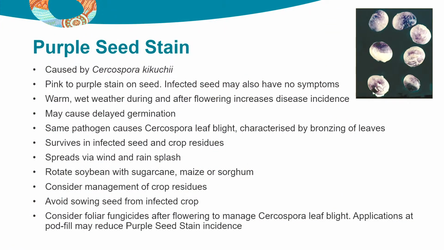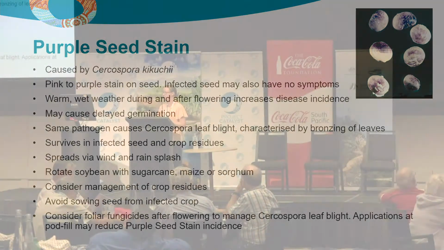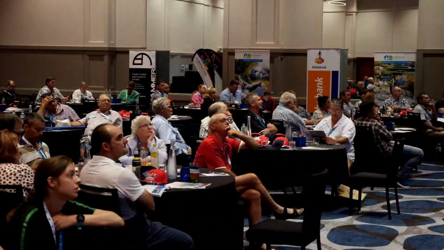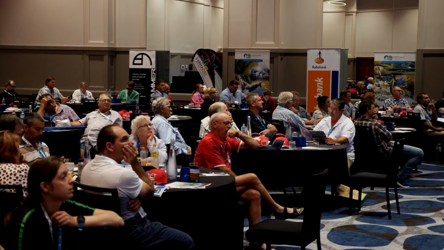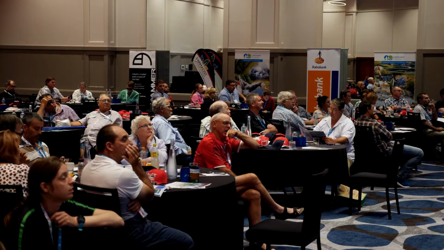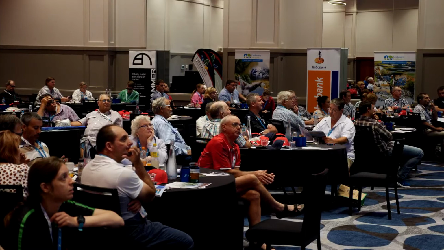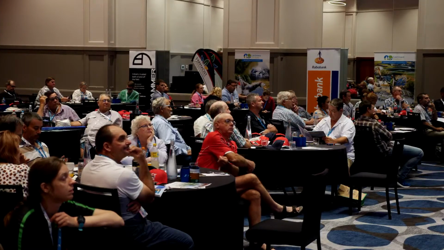Purple seed stain is the other soybean disease I was just going to touch on. This disease pops up now and then, but it's probably particularly bad when you have a wet period when you're wanting to harvest. You have those purple or pink patches on the seed coat. When you have that warm, wet weather during flowering, that's when you're likely to see the most disease caused by purple seed stain.